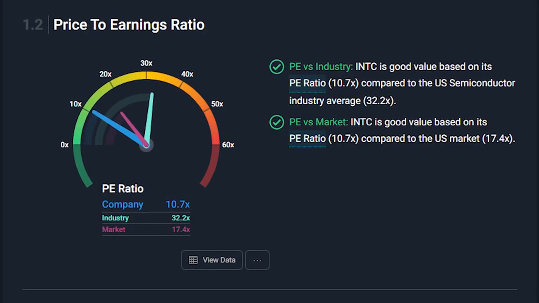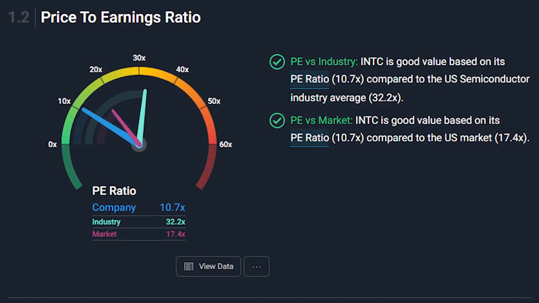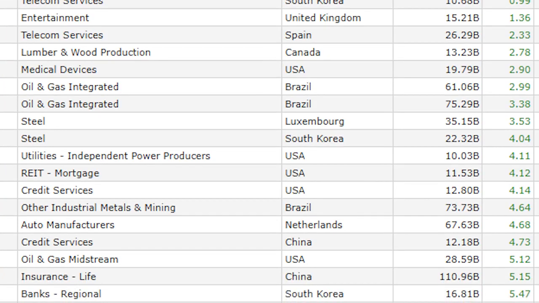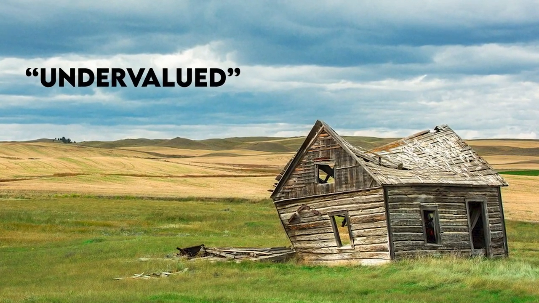So just because a company has a PE ratio lower than the average in its sector doesn't necessarily make it a good buy either. If a company doesn't have good fundamentals, it doesn't matter how low the PE ratio is. That's why you shouldn't just solely be looking for low PE ratios, because there could be a reason why it's quote unquote undervalued. Think of it like this.